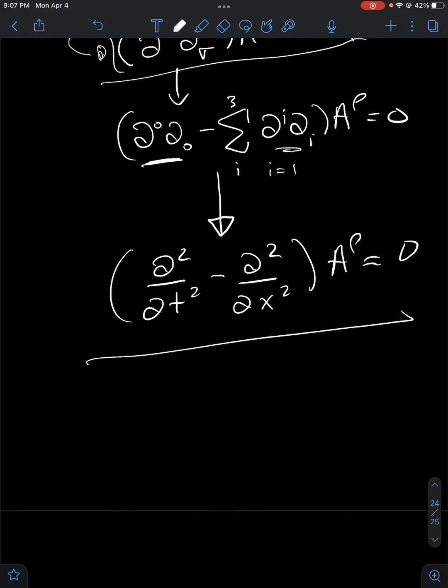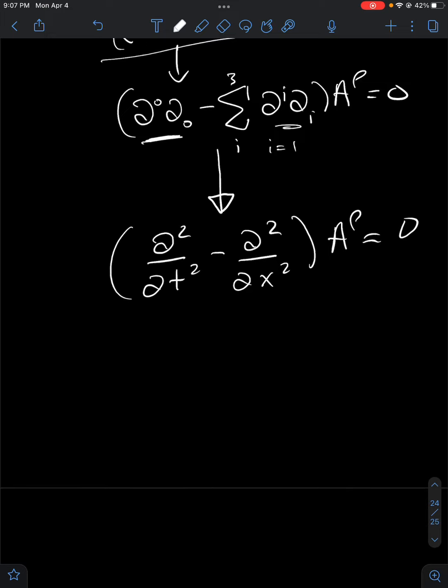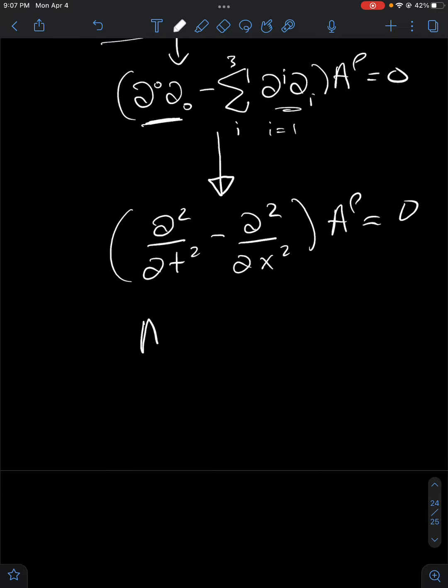And this is a standard equation from calculus. It's a homogeneous differential equation. It's also multivariable, so we can solve this differential equation by using what's called separation of variables. So we can just write A rho of t, x as some purely temporal term times some purely spatial term.